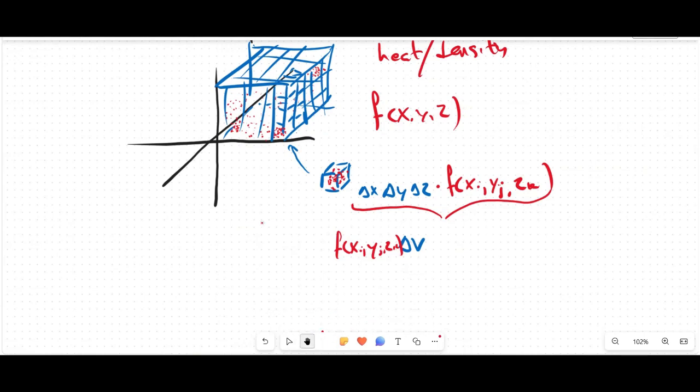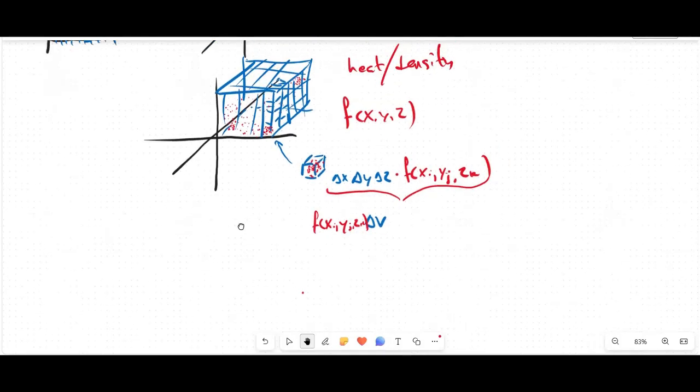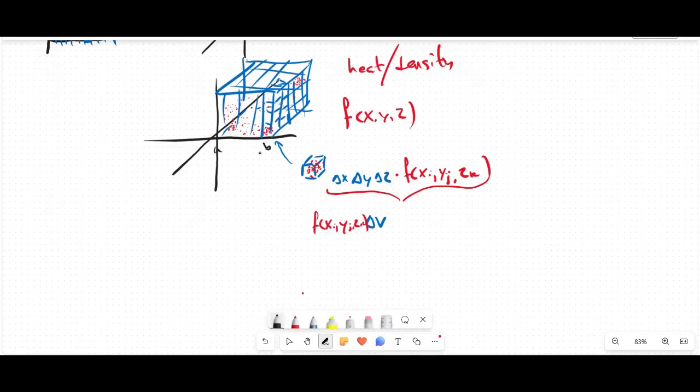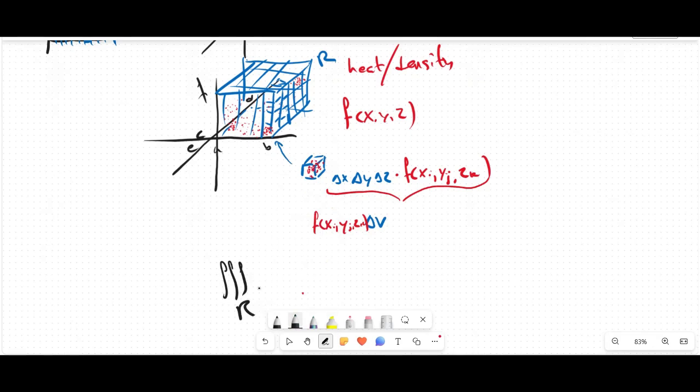Okay, what's going to happen? We are ultimately, so let's say that this region here has bounds in the x direction, a and b, in the y direction, c and d, and in the z direction, e and f. So we want to come up with a notion of a triple integral. Our total region is R. We're going to integrate over R this function F with respect to the volume.